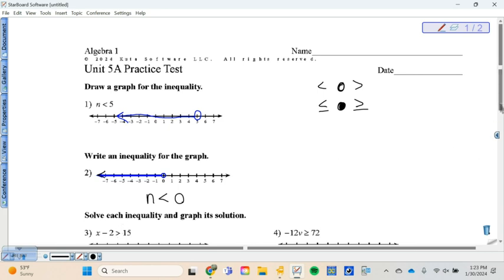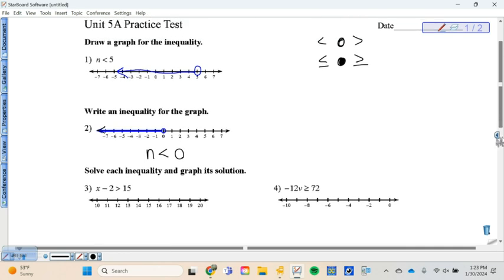What about numbers 3 and 4? What am I trying to do? Because, yeah, I got to solve it first. I'm going to write it down over here so I have a little bit of room. What do I need to do to solve this? How do I get the x by itself? Good. Add 2, right? Because that cancels those out. I've got x by itself. Do I have to flip my sign? No. Exactly. I just added, right? And then what's 15 plus 2?